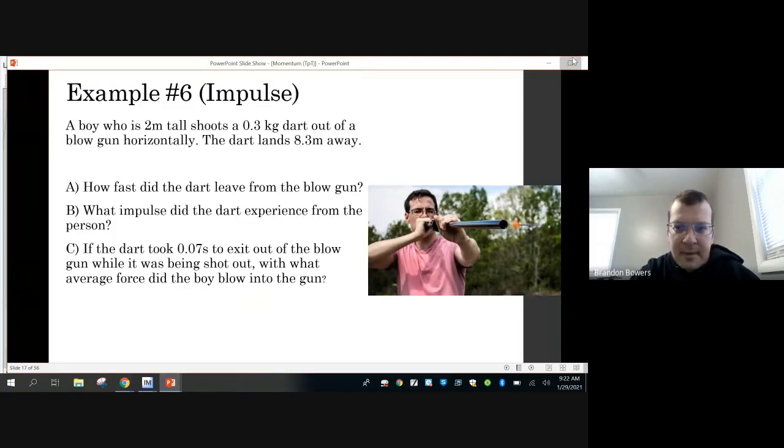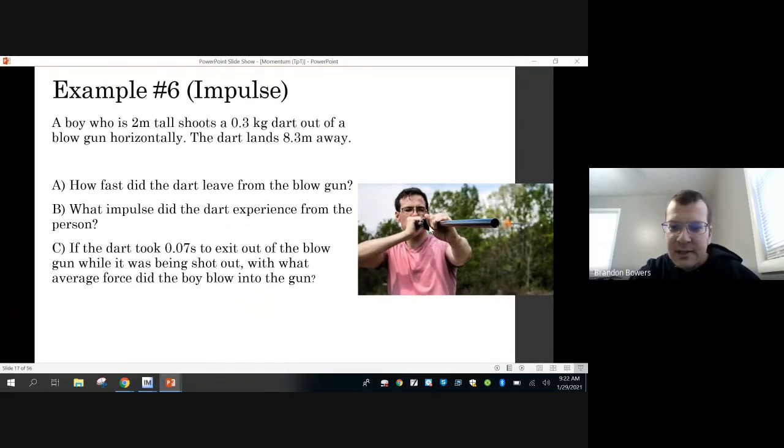Okay, so that kind of looks a little familiar. A boy who is 2 meters tall shoots a 0.3 kilogram dart out of a blowgun horizontally. The dart lands 8.3 meters away. A, how fast did the dart leave the blowgun? B, what is the impulse? And C, if the dart took 0.0 seconds to exit the blowgun while being shot out, with what average force did the boy blow into the gun?